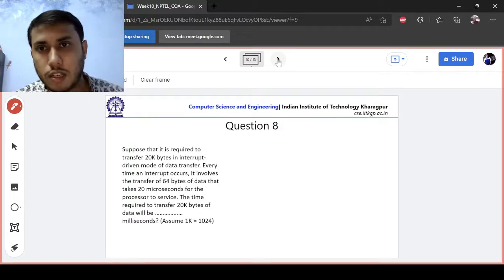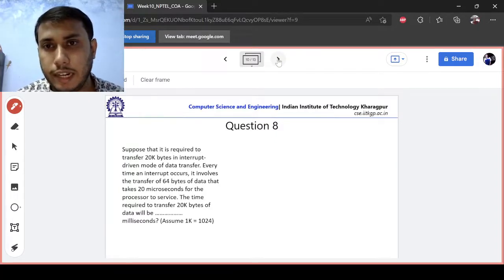So suppose it is required to transfer 20k data bytes in interrupt driven mode of data transfer. For every time an interrupt occurs, it involves the transfer of 64 bytes of data. That takes 20 microseconds for the processor to service. The time required for 20k bytes of data will be how much milliseconds?